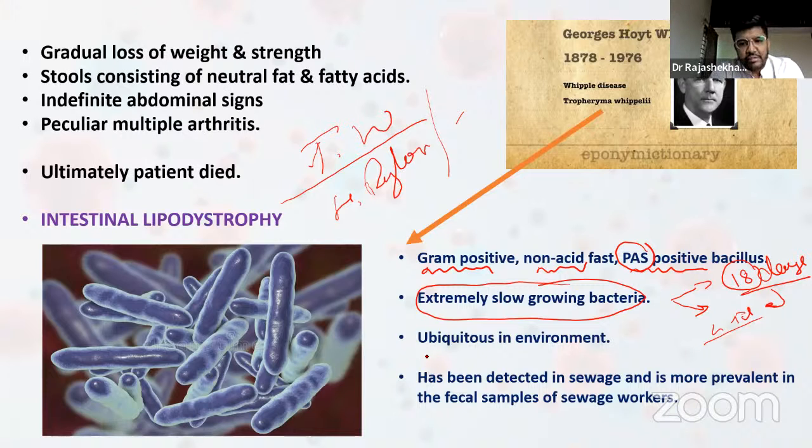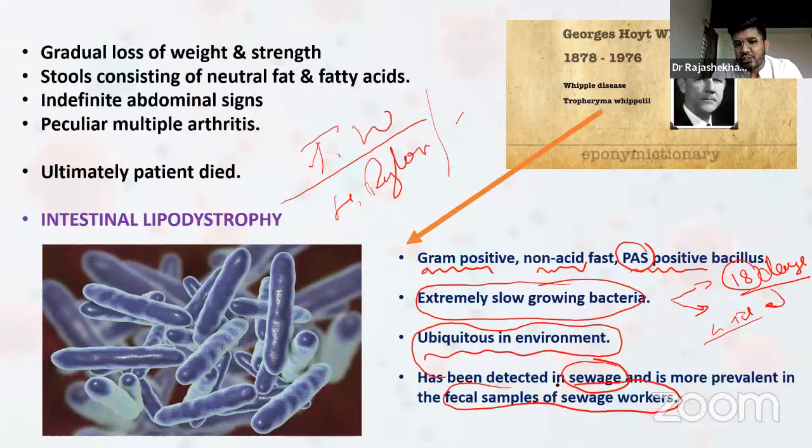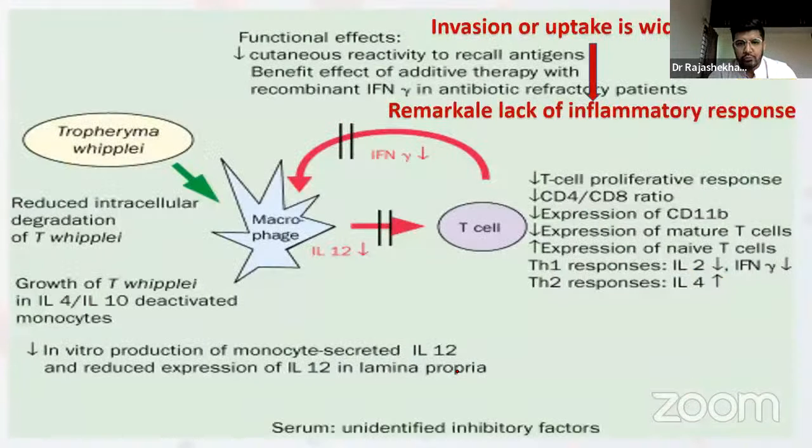So this is ubiquitous in the environment. Whatever organisms we discussed today are all ubiquitous. They are present in all things. So mainly they are detected in sewage, and they are more prevalent in the fecal samples of sewage workers. So what happens in this particular infection if it enters the body? The major route of transmission is the fecal-oral route.